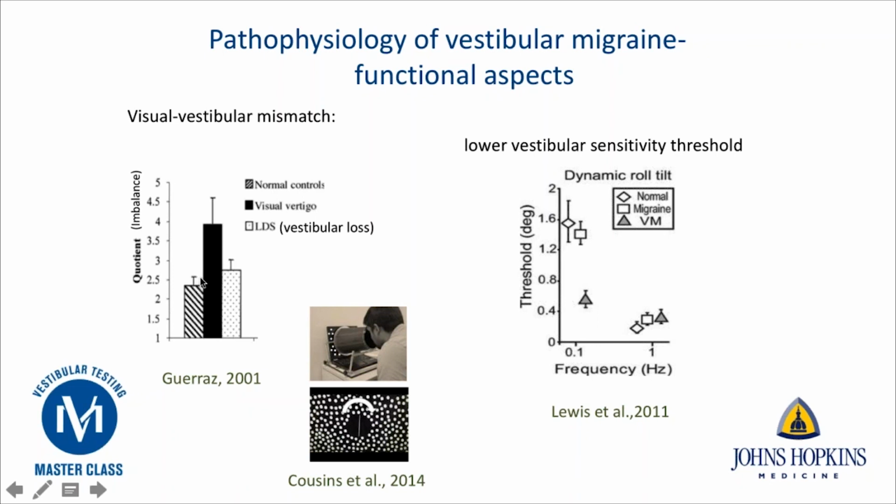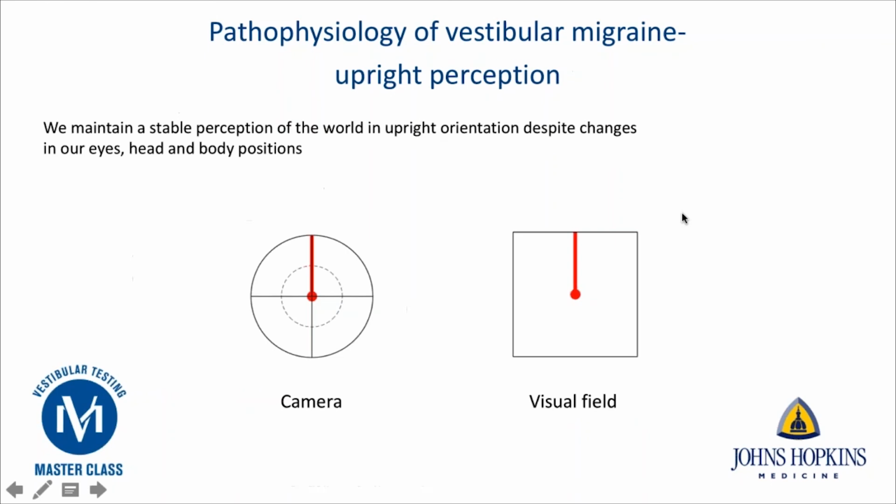This study looked into the effect of visual stimulation in patients with migraine and compared that to normal controls and patients with vestibular loss. As you can see, the black here shows patients with migraine that are more posturally affected by the visual stimulation compared to people with vestibular loss or normals. It's also been shown that patients with vestibular migraine have a lower threshold to detect tilt. It means that if they are tilted to the right or left, they can detect change in body position much faster and at lower frequencies compared to normals or people with just migraine and no dizziness.